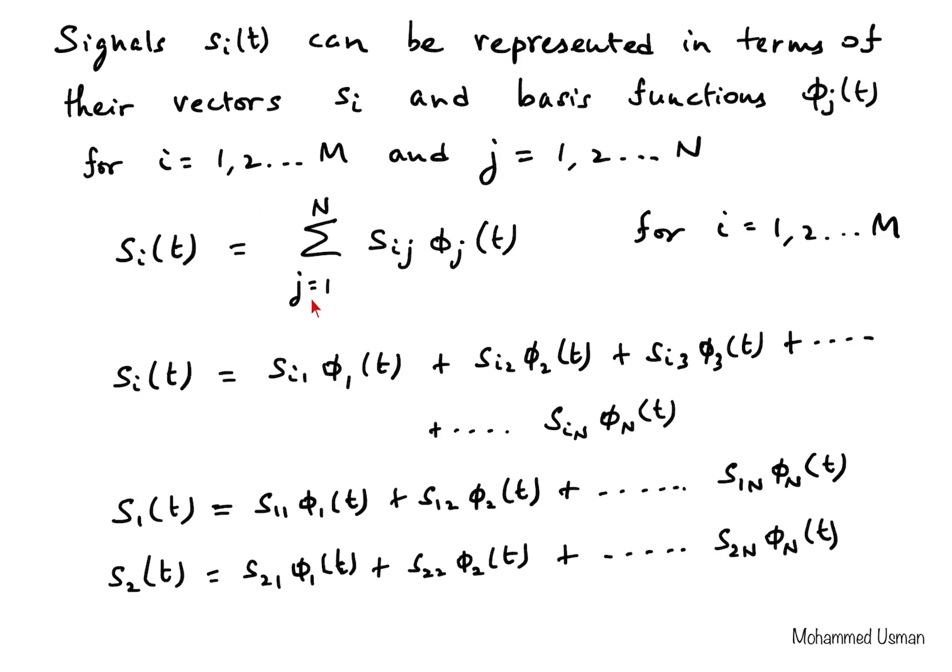So we'll use this equation and try to make a diagram to represent it. That is called the synthesizer diagram, or in other words, how to synthesize the signal Si of t from the values of the vector elements and the basis functions. So let's write down this equation one more time in the current slide.